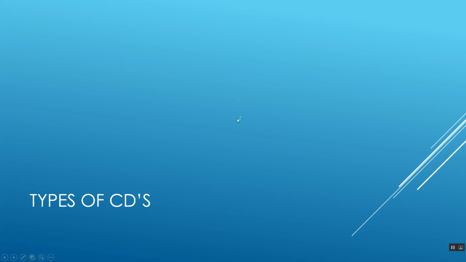Now, types of CDs. You have CD-ROM, which is read-only. You can only look at it, basically. This is something you'd buy at a store, take it out of the box, put it in your computer. You can't change it in any way. CD-R is a recordable disc. You can write to it once. So you can burn into that CD one time, and then you're done. All you can do is look at it.